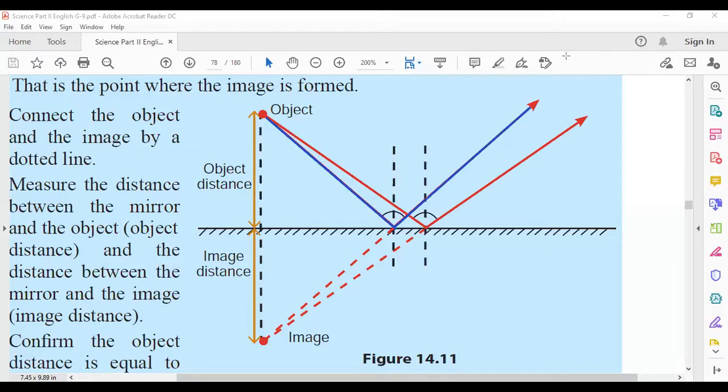Yes. Can you take the protractor and measure the angle of incidence and angle of reflection and tell me whether this diagram has been drawn according to the laws of reflection? You have to do it for both the lines here.